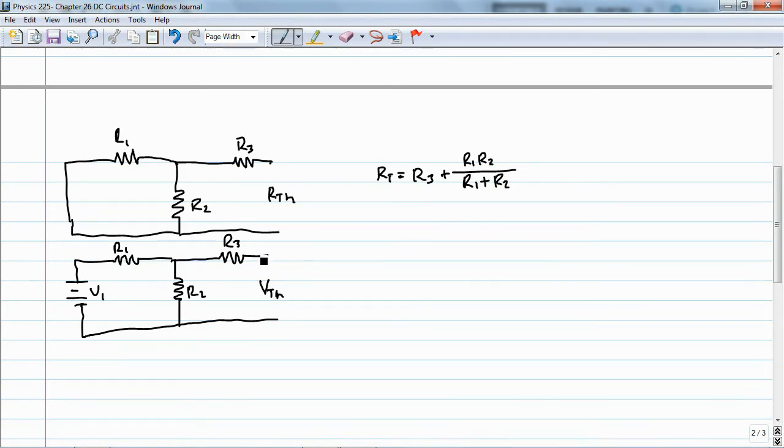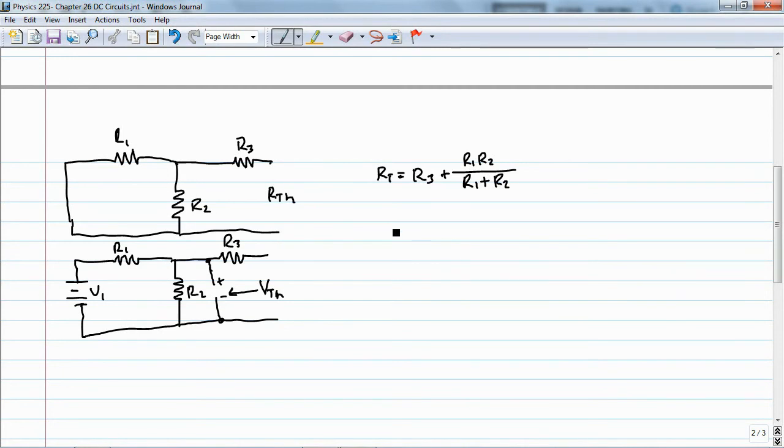Well, this line through R3 has no path through this other edge. So there's no current flowing through R3. And if there's no current flowing through R3, there's no potential drop. And so my Thevenin voltage will appear between these 2 points. I can move this up here. And now it's just the voltage across R2.